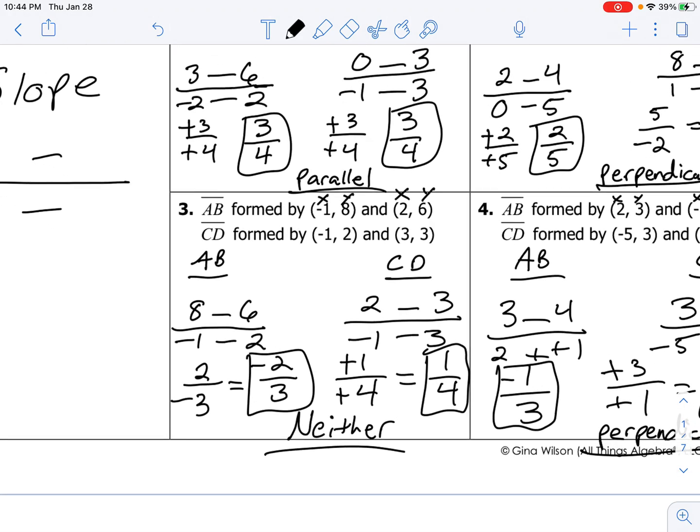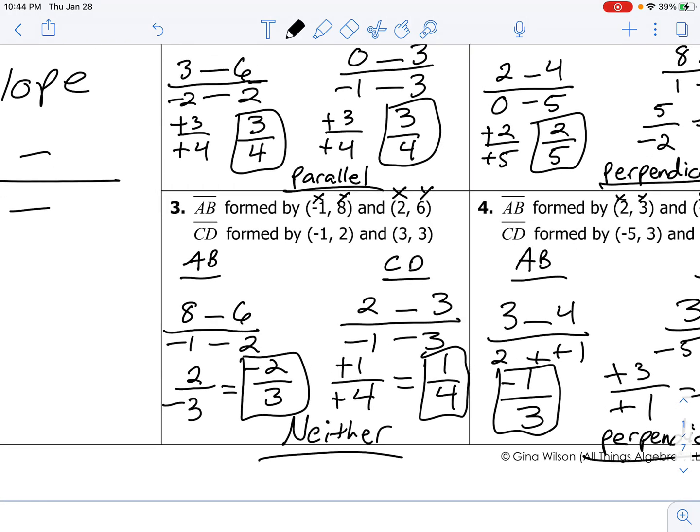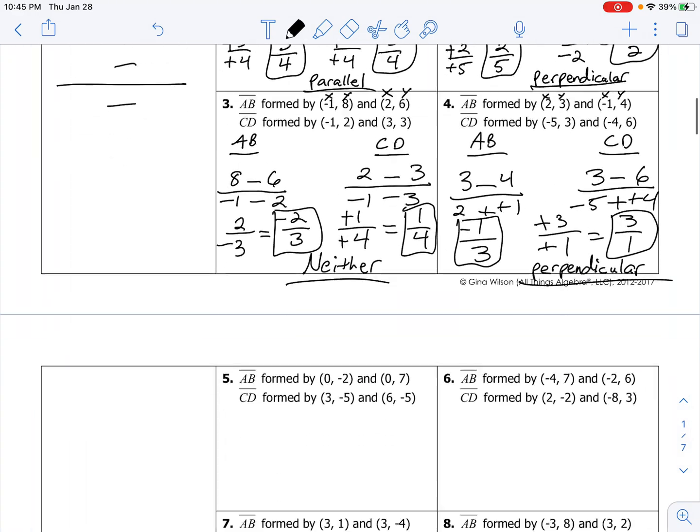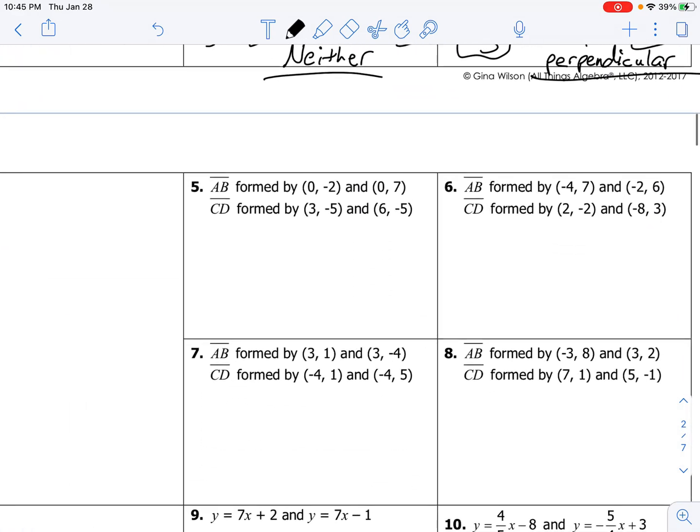And then for number 3, we've got a neither because that was neither the exact same slope, and it was also not opposite or flipped over. It actually wasn't even close to either one. We got a negative 2/3 and a positive 1/4. So that would be neither parallel nor perpendicular. All right, so now we're going to go down to number 5 and 6, 7 and 8.